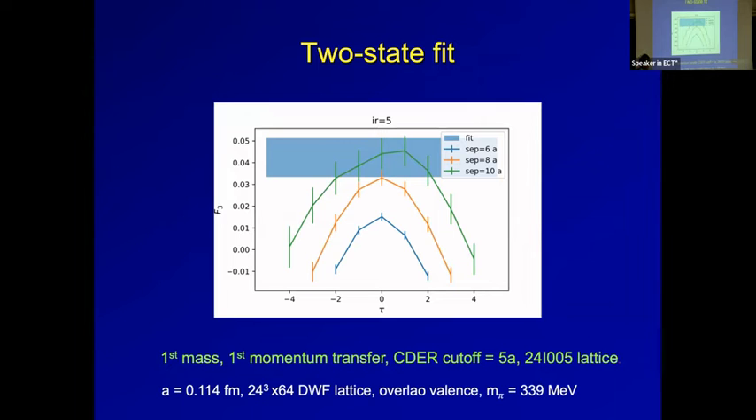This is the first mass. So this is a lattice spacing of 0.114 Fermi, and a 24 cube times 64 lattice, domain wall. And we use overlap fermion on it, with pion mass 339 MeV. This is the C-by mass. We use three of them. For this particular case, this is in principle the most noisy case that we have. You can see that we take the cutoff at 5A.